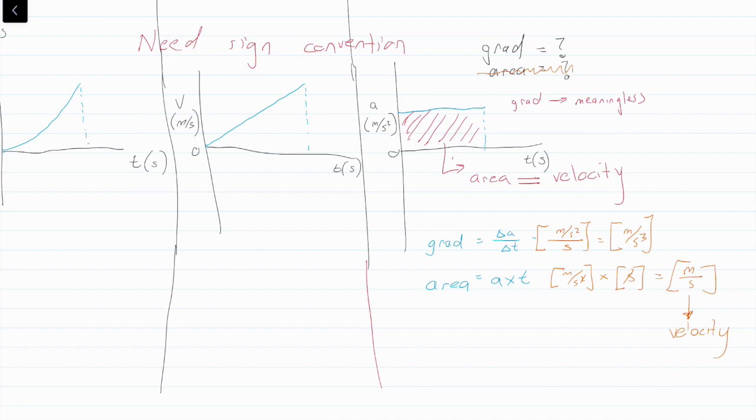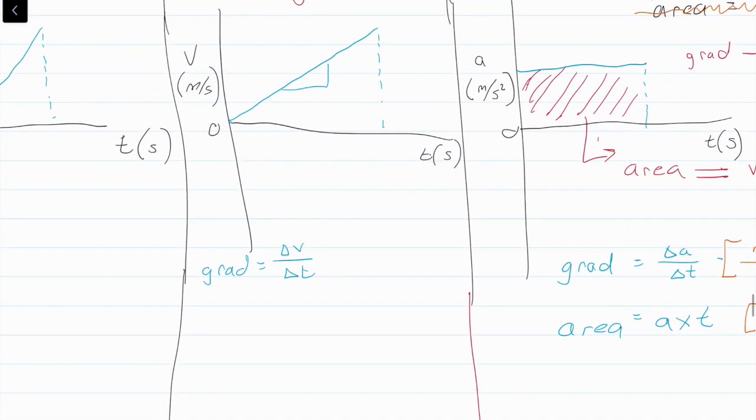Okay, so if we look at our gradient, we're looking at rise over run, or whatever you want to remember it. So it's change in velocity over change in time. So let's look at our units. Okay, so change of velocity is in meters per second and time is in seconds. So we're left with units of meters per second squared. And whoa, that is units of acceleration.